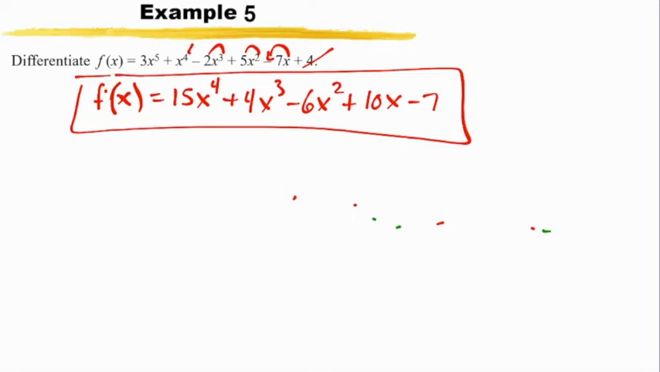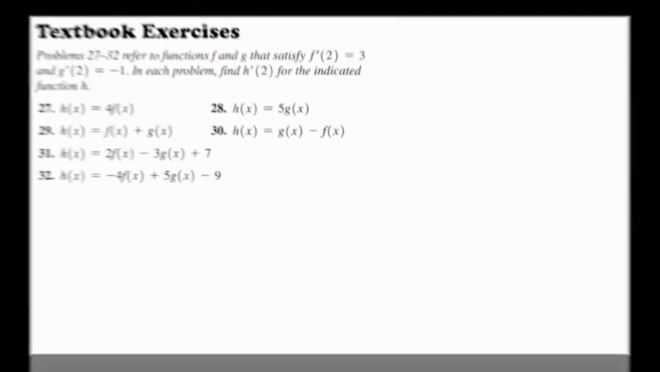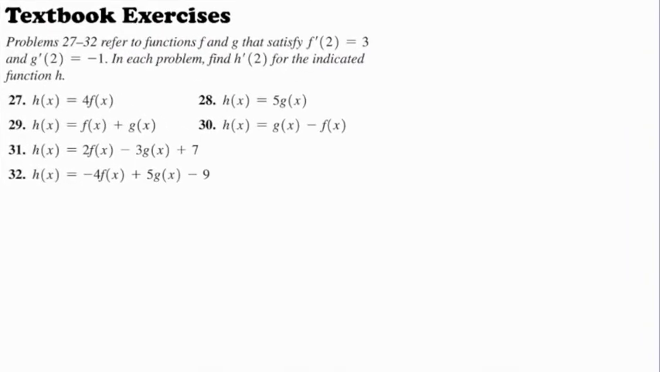This should say f prime of x here, and this is much more efficient than using that limit definition for derivatives, but we still refer to it when we are working with unfamiliar functions and evaluating those functions' derivatives for the first time. So here are some textbook exercises that implement the properties of derivatives. And if we look at this, we see it says refer to the functions g and f that satisfy f prime of 2 equal to 3 and g prime of 2 equal to -1.